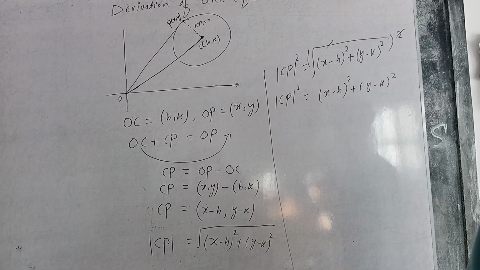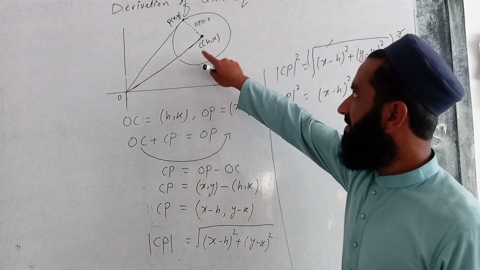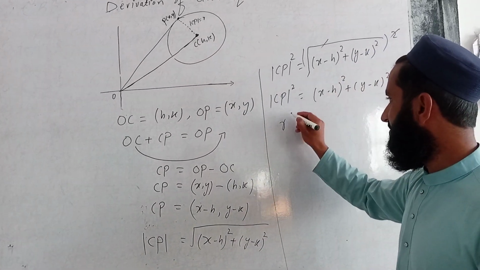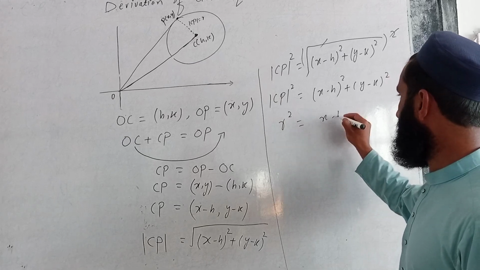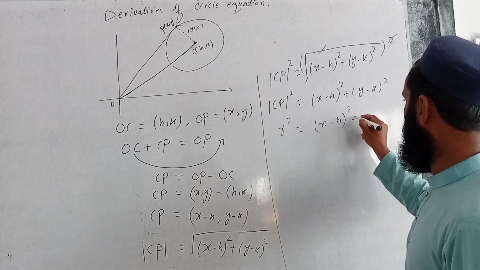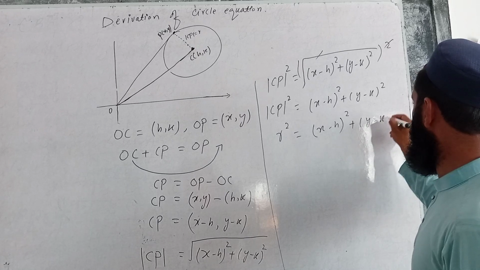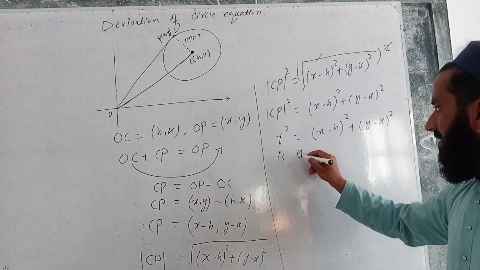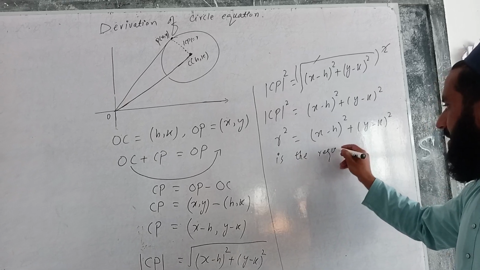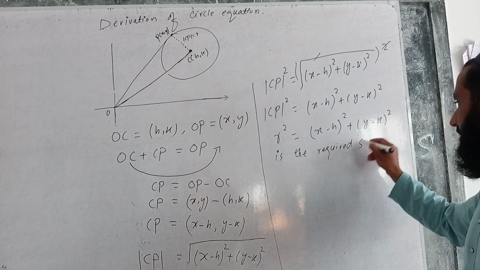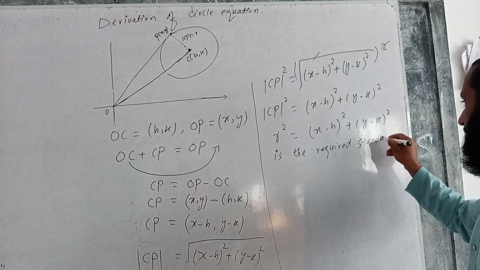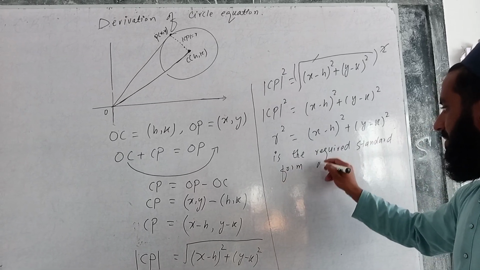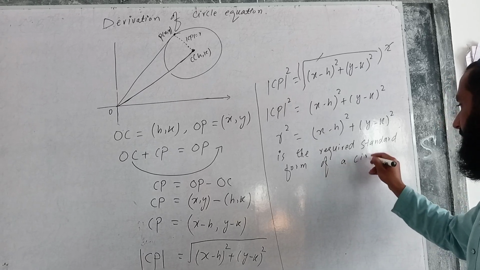We know that the distance from C to P is equal to r, so it means that r square is equal to (x minus h) square plus (y minus k) square, which is the required standard form of a circle.